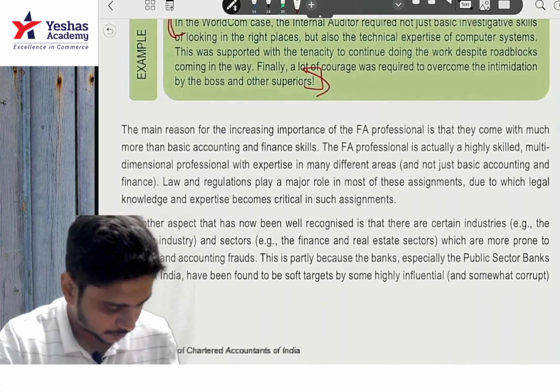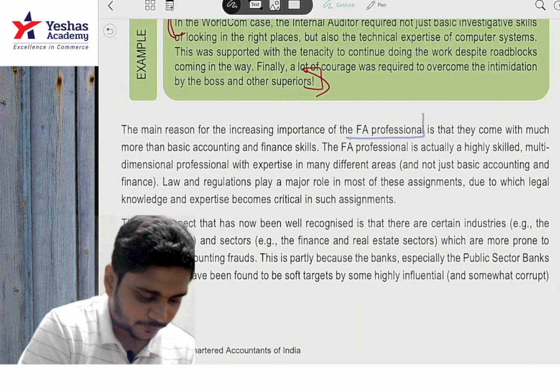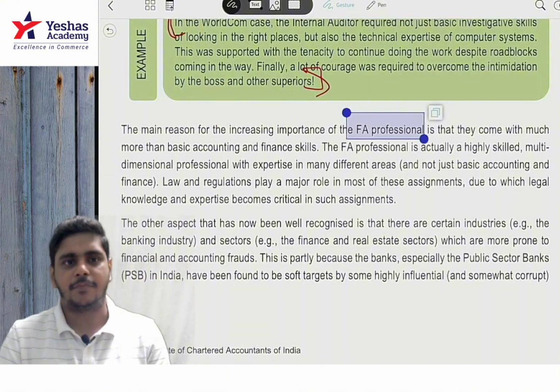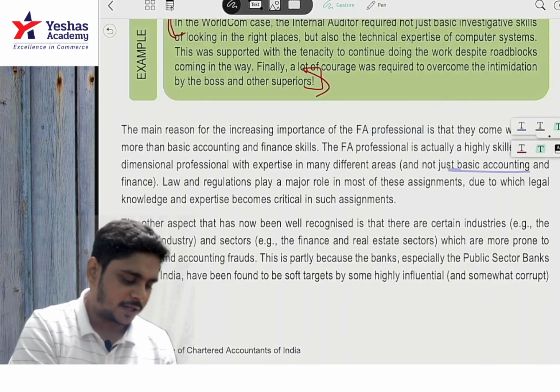Understood? Now, the main reason for increasing the importance of FA professionals, like forensic accounting professionals, is that they come with much more than the basic accounting and finance skills. The FA professional is a highly skilled, multi-dimensional professional with expertise in many different areas, not just basic accounting and finance.